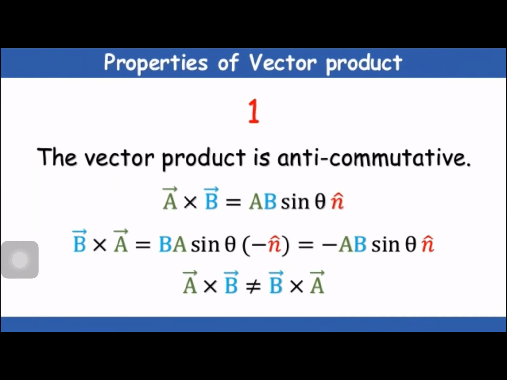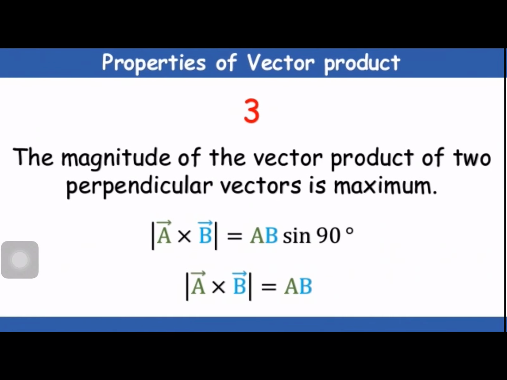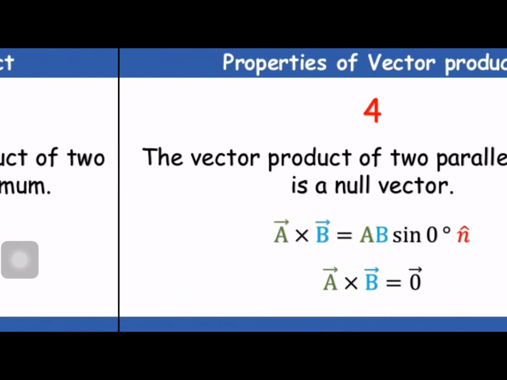Another one, properties of the vector product. The vector product is anti-commutative. That means A cross B is not equal to B cross A. And the vector product is distributive over addition. That means A vector cross (B plus C) equals A cross B plus A cross C. The magnitude of the vector product of two perpendicular vectors is maximum. Perpendicular means theta equals 90, sin 90 is 1, so we get AB.